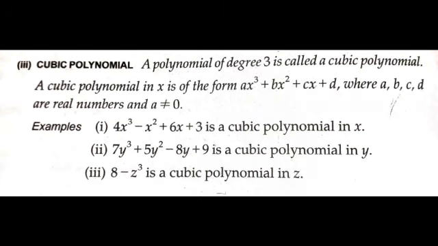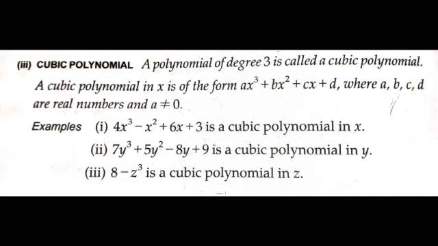Next, we have cubic polynomial. A polynomial of degree 3 is called a cubic polynomial. A cubic polynomial in x is of the form ax³ + bx² + cx + d, where a, b, c and d are real numbers and a should not be equal to 0. Let us consider if a is equal to 0, then in that case the degree of this polynomial will not be 3. So it cannot be cubic polynomial in that case. That is why for every definition I am asking you that a, that is coefficient of the first term, should not be equal to 0.